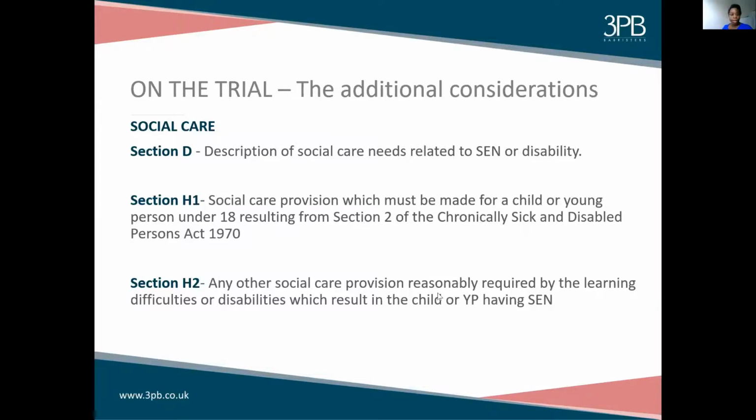When we're looking at section H2, so that's any other social care provision reasonably required by the learning difficulties or disabilities. That, for example, could be residential short breaks or provisions secured through social care direct payments. This section should really be setting out exactly what is going to happen, who is going to be doing it, and potentially what skills and qualifications or training they may need if necessary, how often it will be made available and when it will be reviewed.